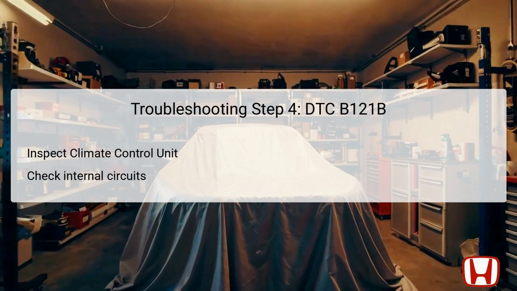A voltage reading around 5 volts signifies that the internal circuits are functioning as expected, while an abnormal reading indicates a potential failure within the climate control unit. If the internal circuits do fail to provide the appropriate voltage, this indicates that the climate control unit may require replacement or considerable repair. Recognizing these failures as potential sources of the DTC B121B error is crucial for correct diagnosis and resolution.